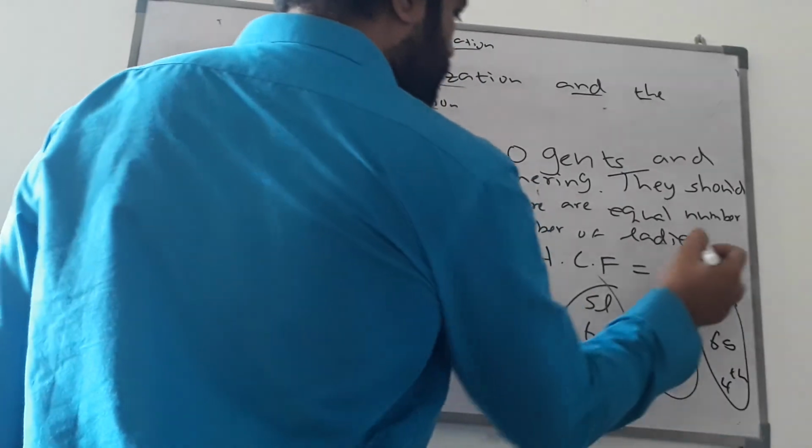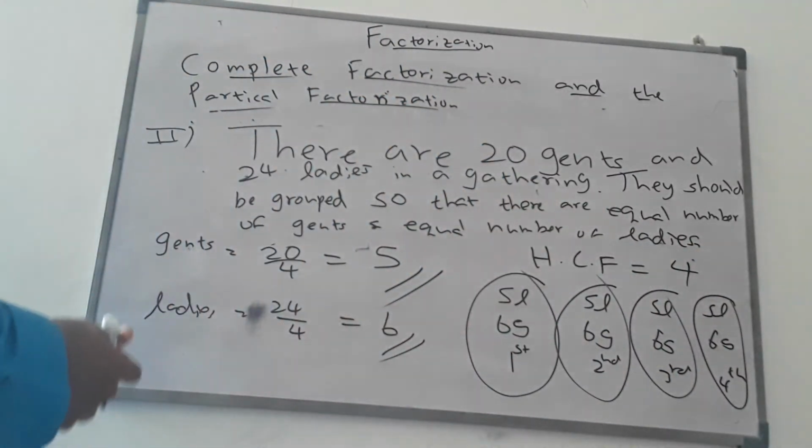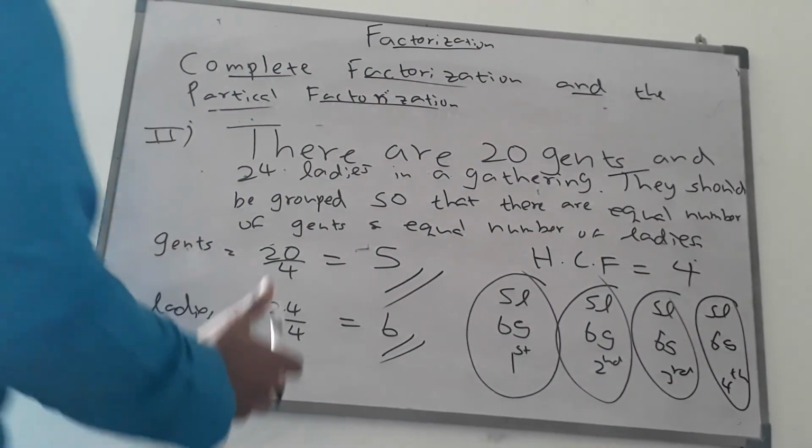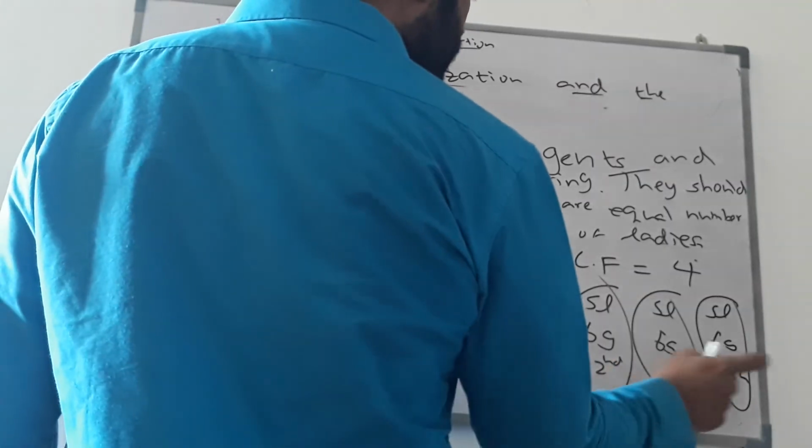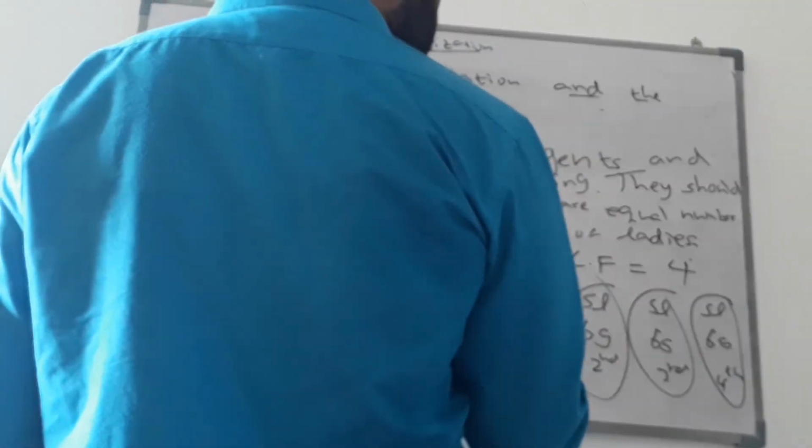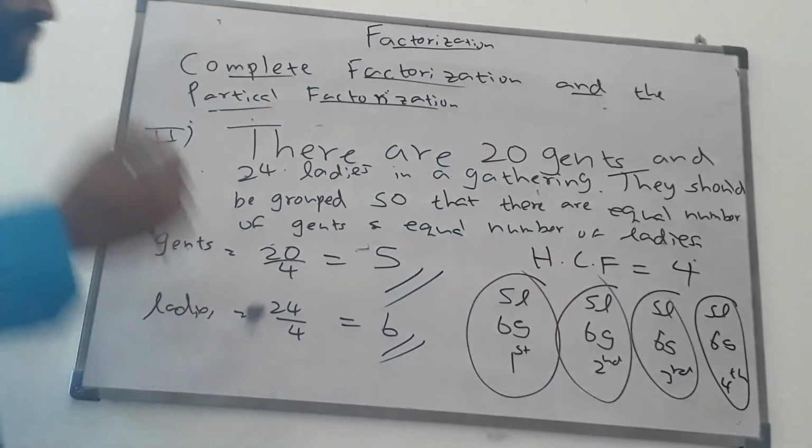Highest common factor, or the biggest factor, is 4. So 1, 2, 3, 4: 4 groups. Each group has 5 gents and 6 ladies.